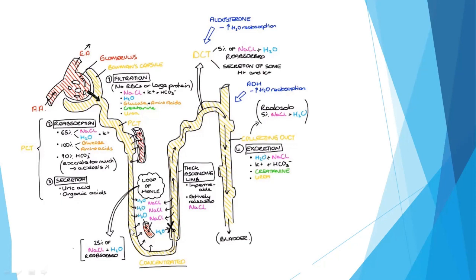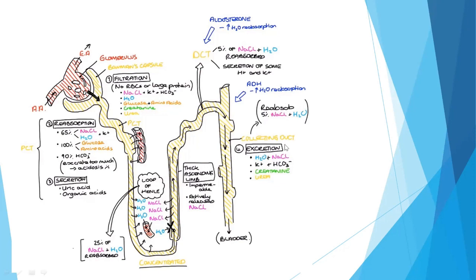In the loop of Henle, there is again reabsorption of water and sodium chloride. The urine is then concentrated because the water is being absorbed. And then in the thick ascending limb of the loop of Henle, which is impermeable to water, it actively releases sodium chloride. And in the DCT, there is the action of aldosterone, which increases the reabsorption. So nearly 5% of sodium chloride and water are reabsorbed, with secretion of some amount of hydrogen and potassium. And then there comes the antidiuretic hormone, which acts on the collecting duct and increases water reabsorption.